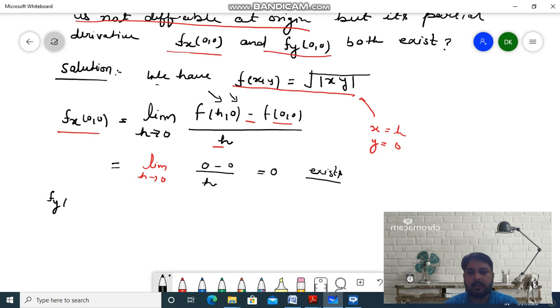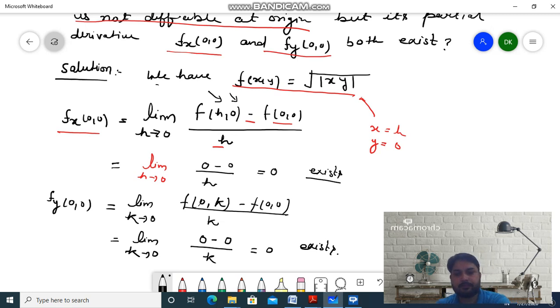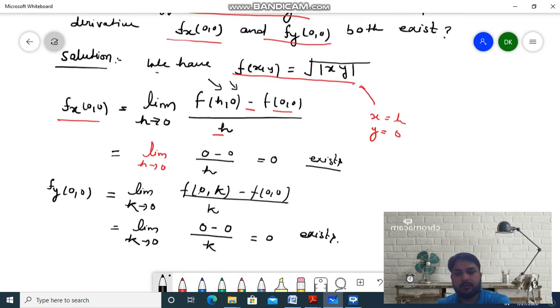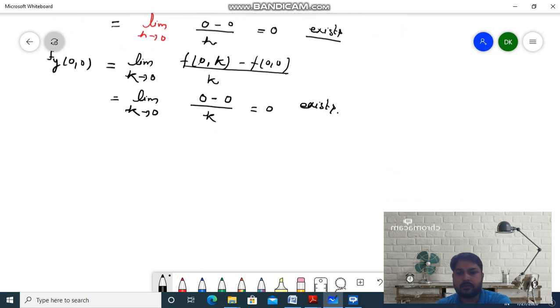Again we will find its first order partial derivative with respect to y. For this we will take limit k tends to 0 of f(0, 0 plus k) minus f(0, 0) whole upon k. Now again in place of x we use 0 and in place of y we use k. So it gives us again 0 minus 0 upon k, which is equal to 0. So this also exists. So here we have checked that for the given function the first order partial derivatives at origin exist. Now we will check its differentiability.